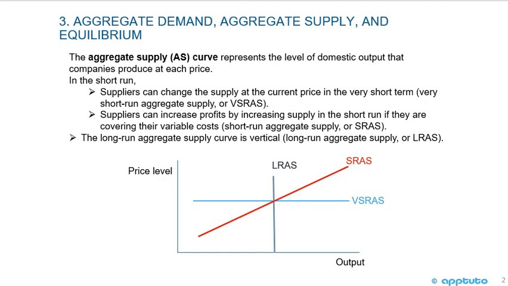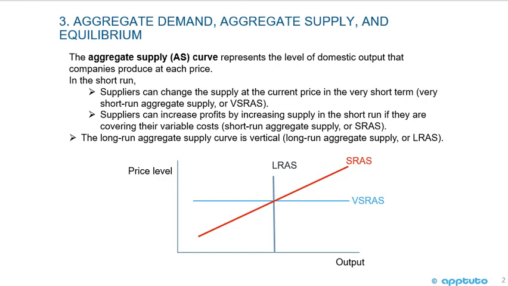In the short run, suppliers can change the supply at the current price in the very short term. So we have a very short run aggregate supply, or VSRAS curve, and you can see that at any given price level in the short run, they can adjust the output. Suppliers can increase profits by increasing supply in the short run if they are covering their variable cost. The short run aggregate supply, or SRAS.